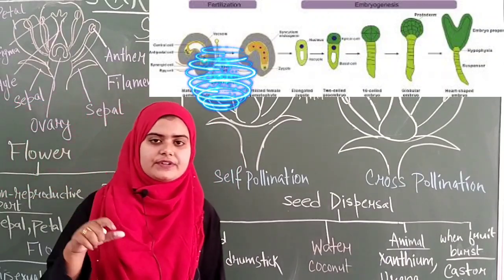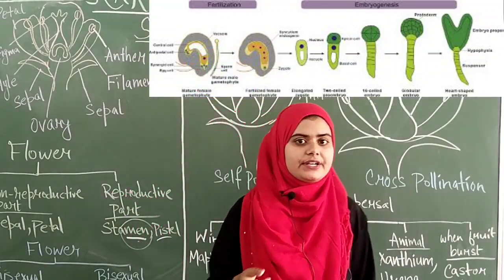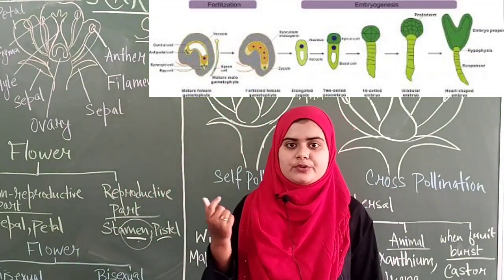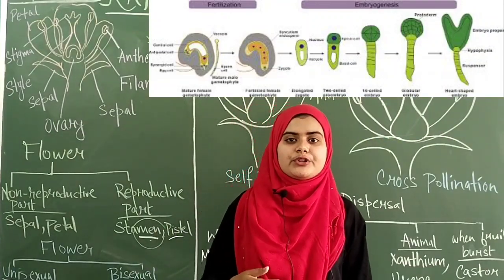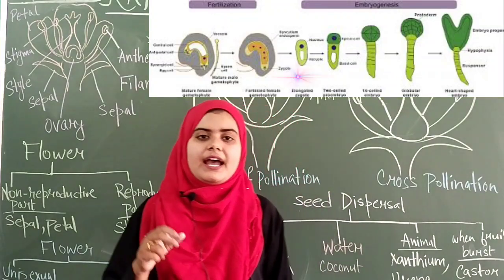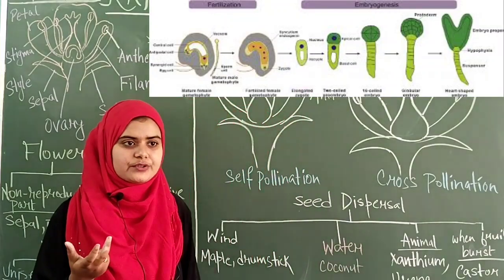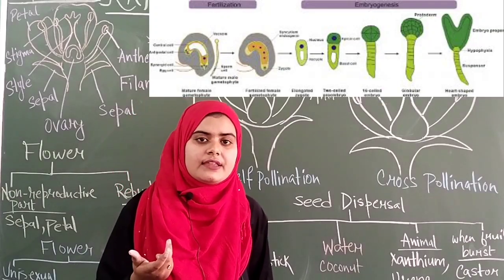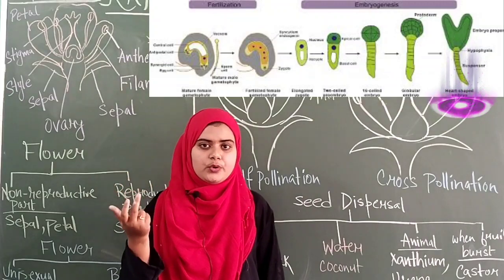After fertilization, the male gamete and the female gamete will produce what? It will produce a zygote. What is a zygote? A zygote is something which will produce a new plant. And after the formation of the zygote, it will produce what? It will produce an embryo. Now that embryo will turn into a fruit.